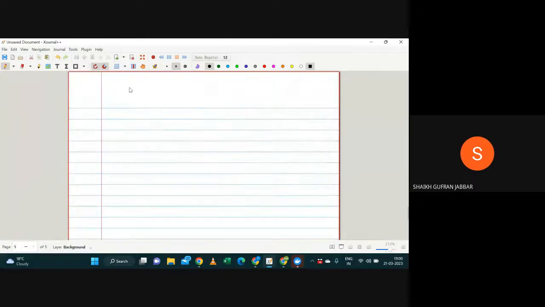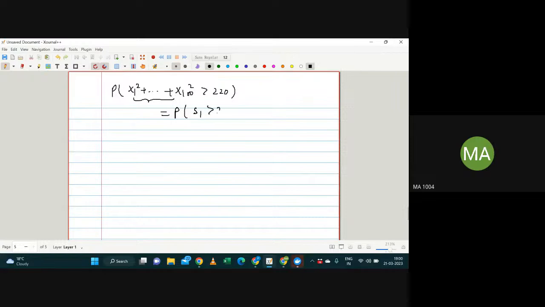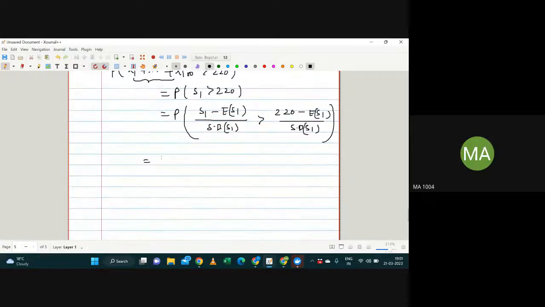Yes, sir. Now, as per the requirement of the question, we had to approximate the probability that S1 is greater than 220. So the probability that S1 minus the expected value of S1, divided by the standard deviation of S1, is greater than 220 minus the expected value of S1 divided by the standard deviation of S1, right? Yes, sir. So far it is clear.